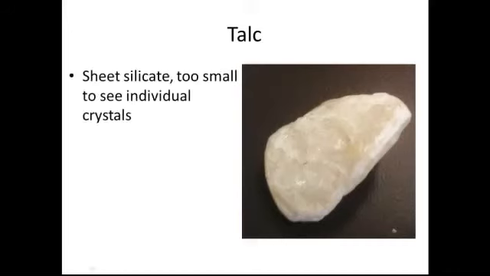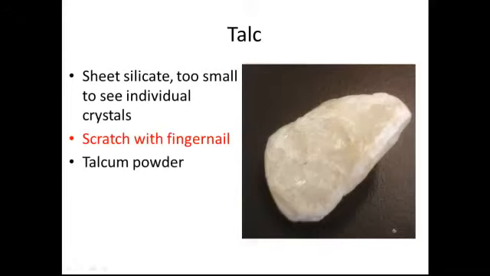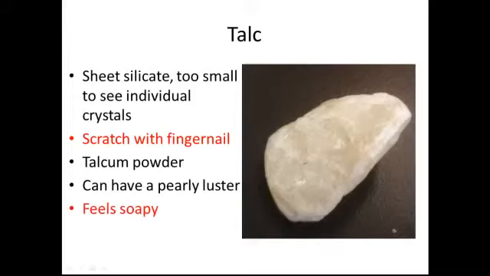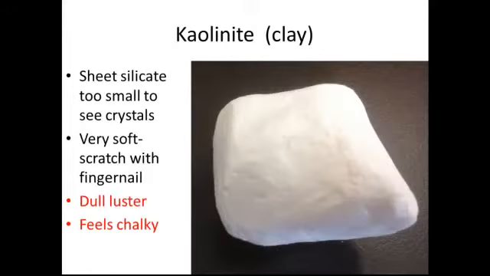Talc is a sheet silicate, but you can't see the sheets because they're much too small to see individual crystals. If you scratch it with your fingernail, you'll find that you get talcum powder. Talc may have a pearly luster, and it feels soapy. That will help you distinguish it from kaolinite.